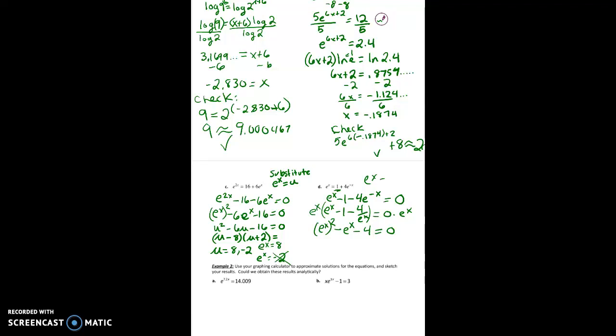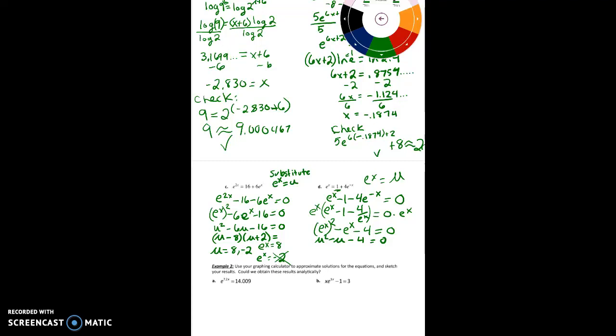e to the x equals u. And then we get ourselves a nice quadratic again. u squared minus u minus 4 equals 0. So we're hoping that we can factor. However, I can't think of anything that, when I multiply together, gives me negative 4 and adds up to negative 1. So unfortunately, we are going to have to use the quadratic formula.